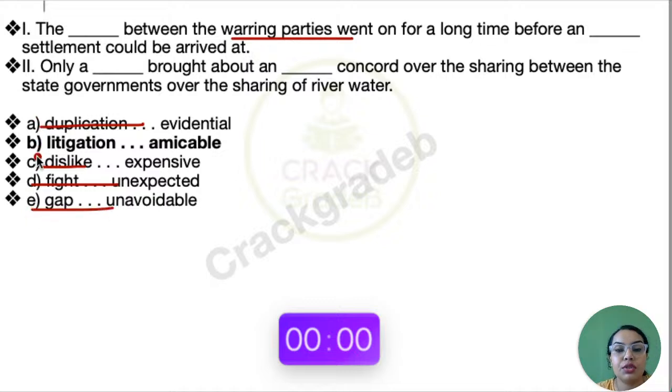Litigation is a lawsuit. Okay, it's a case, it's a legal case. So the litigation between parties went on for a long time, लंबे समय तक चला, we can say that. And a case that only brought about some kind of concord. So litigation, definitely I can say. What kind of settlement? Amicable, peaceful, friendly wala. Okay, a concord that was in a friendly manner. तो इस वजह से यहाँ पे amicable आएगा.